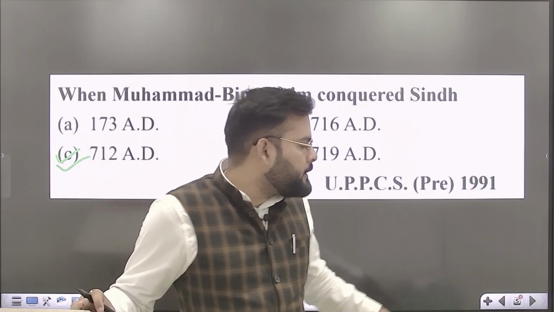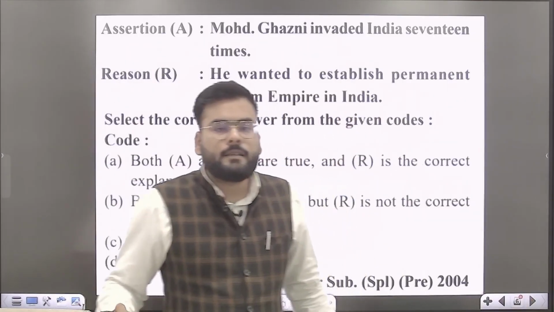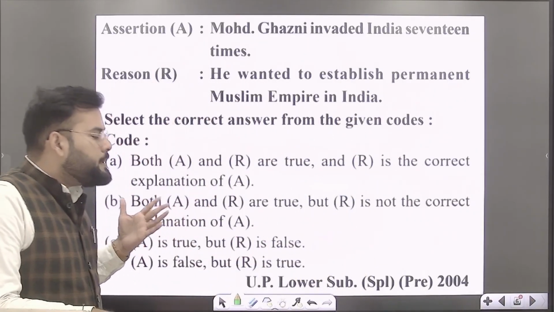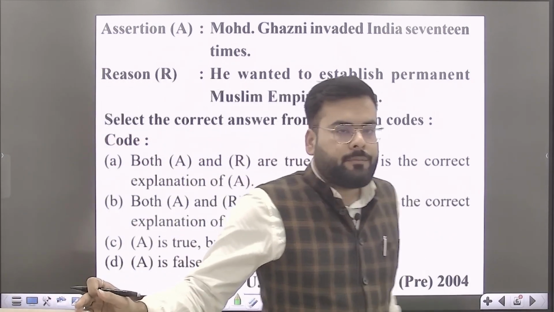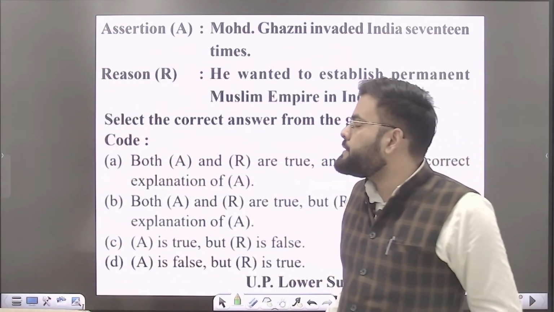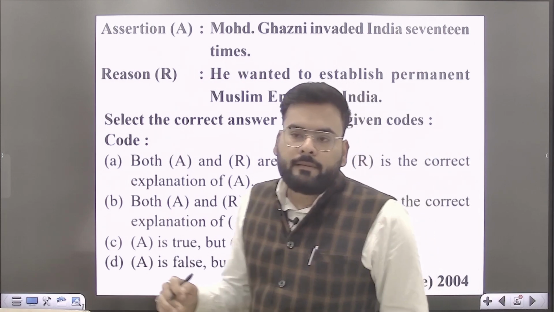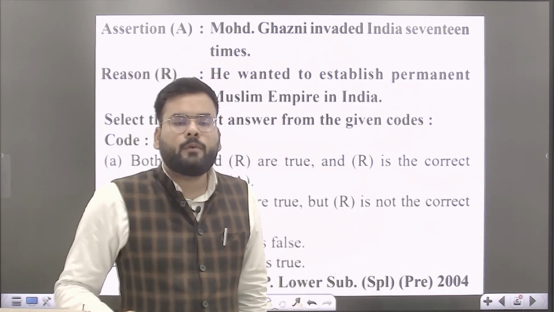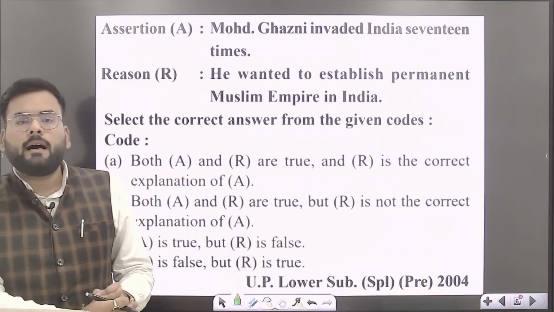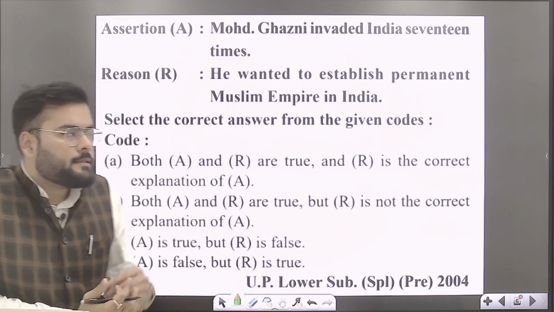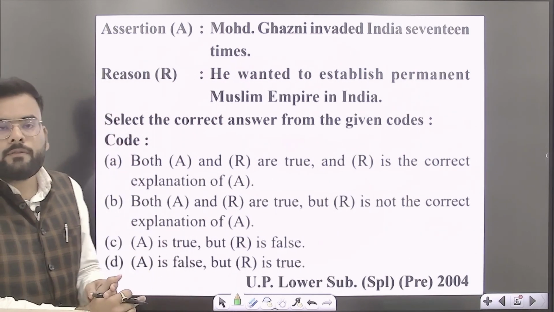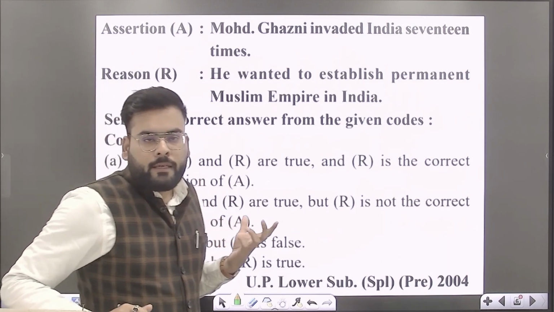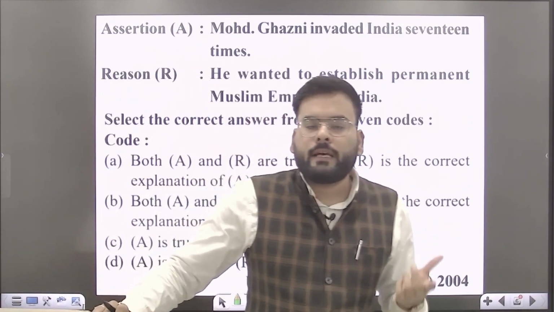Now let's move on to the next question, which was asked in the UPSC Lower Subordinate exam in 2004. This is another very good question. And you know very well that most of the exams in modern times are now asking questions based on assertion and reason. These are very typical and complex questions for some students, who don't understand which option should be correct.